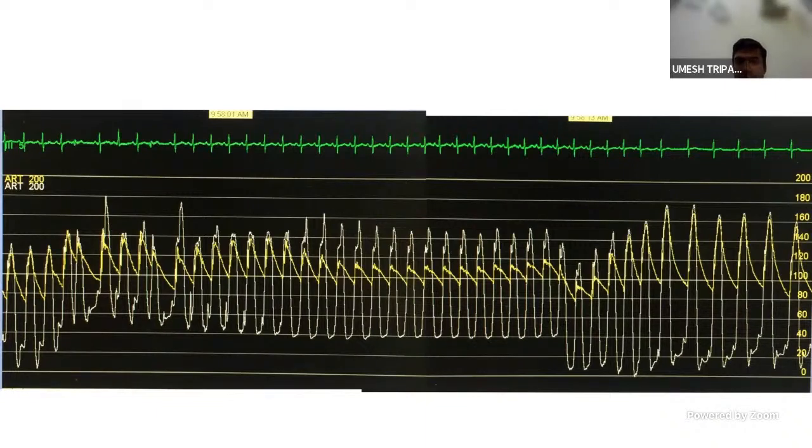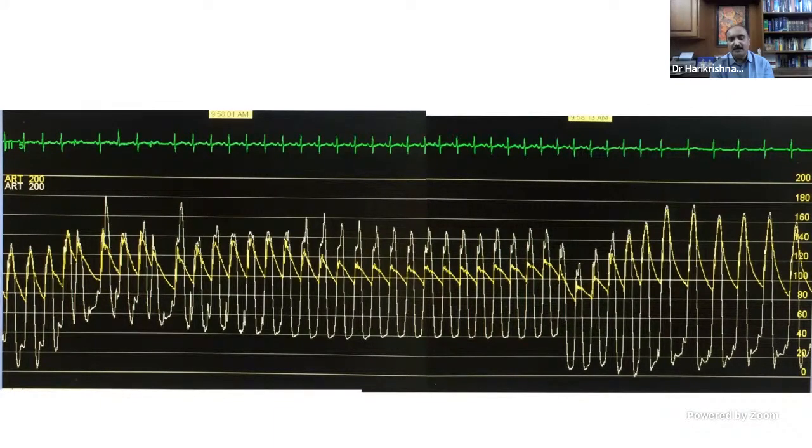There is variation in the pressures also being seen. Just see what is happening. What variation in the pressure? What is happening? Is it an adequate Valsalva maneuver? What is happening in the tracing? Is it adequate? How will you know that it is adequate?